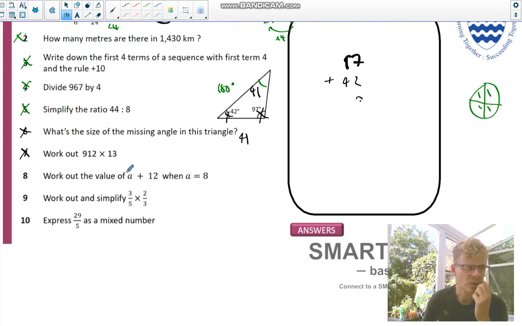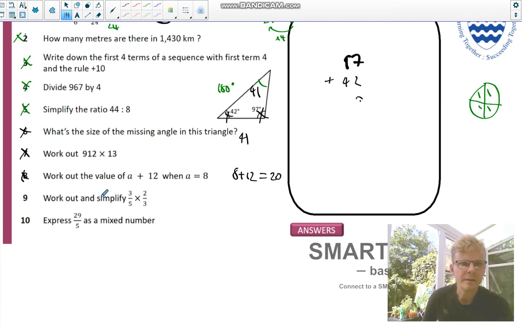Okay, so next one. For algebra, actually quite straightforward. So this is called an expression. It's not an equation to solve. We're simply going to substitute in the value of 8, where we see a, and then add the two numbers together. So instead of a add 12, we'll have 8 add 12, and that gets us to 20. Okay, nice easy one there.